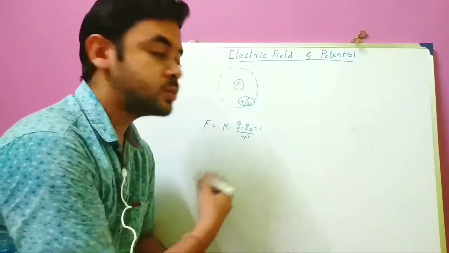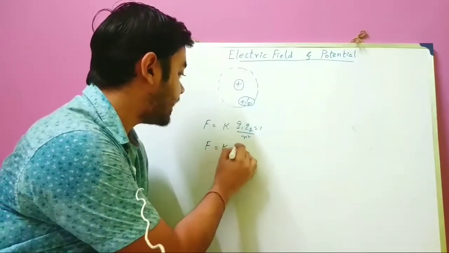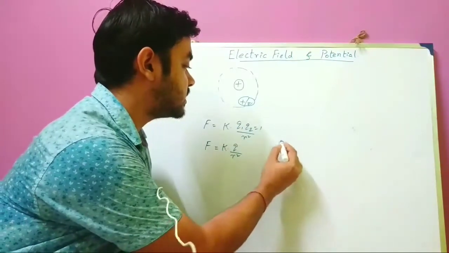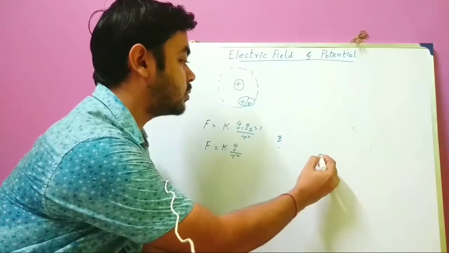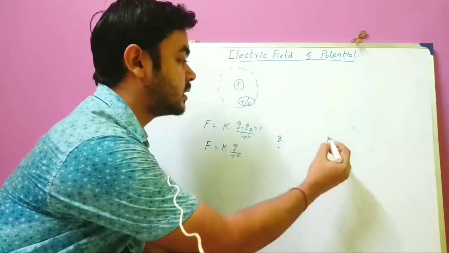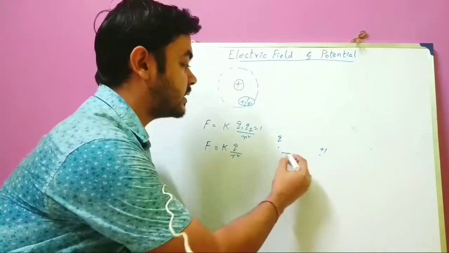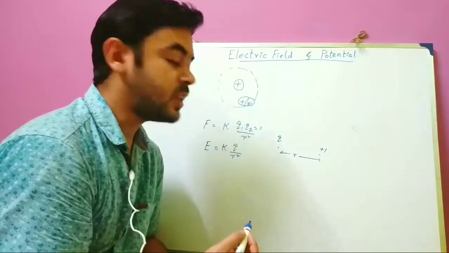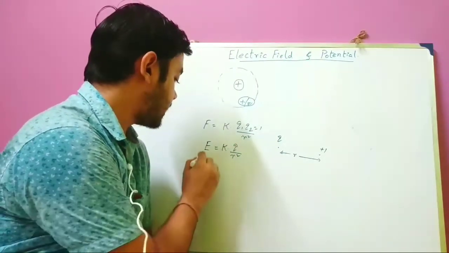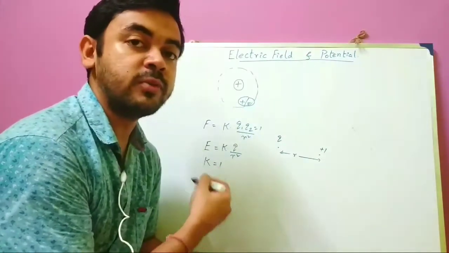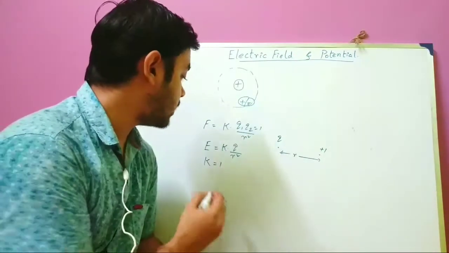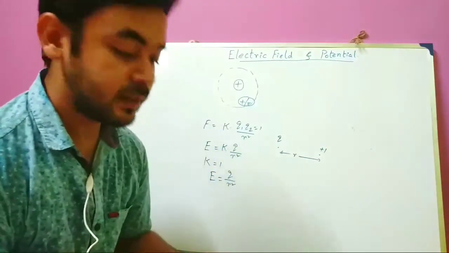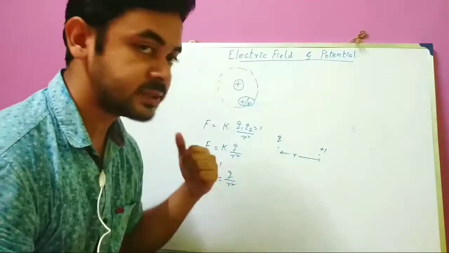So this is 1. So we can write F will be equal to K into Q by R square for one charge. Suppose this is the charge Q and we place a unit positive charge at this place at a distance R. Okay, so this will be the electric field. Clear? But in air, K equal to 1, we know it from the previous class. In air, K equal to 1, so the value of E equal to Q by R square. So E is inversely proportional to R square.